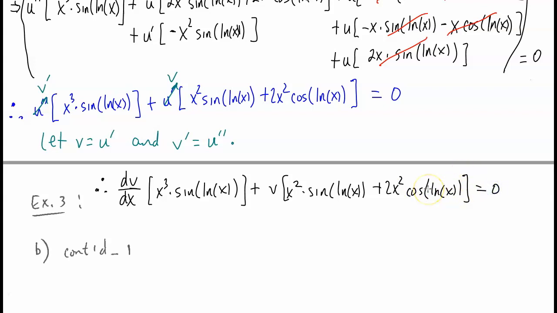And that equals 0. All right, so from here, to make this look a little bit more simple, notice that all these terms here have at least x squared in them. So one thing that I can do to make this look a little bit easier is just divide everything here by x squared.